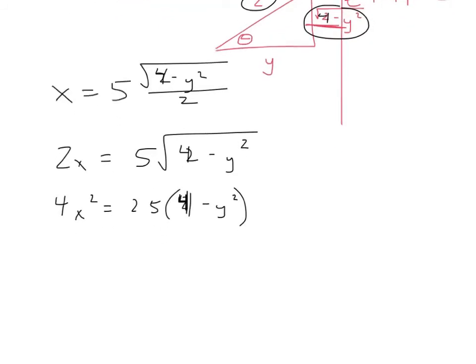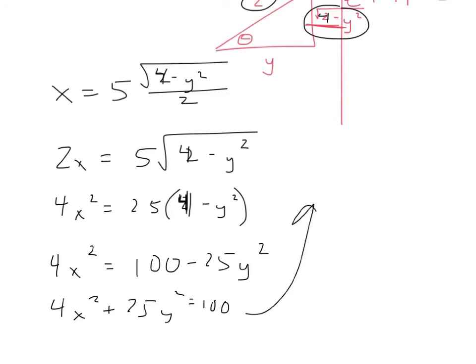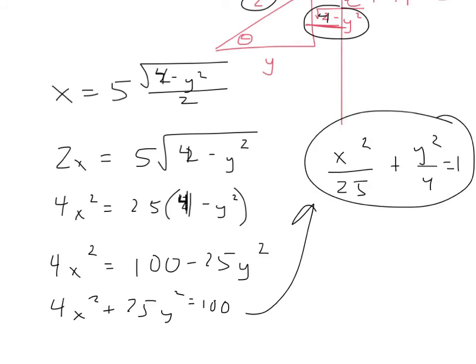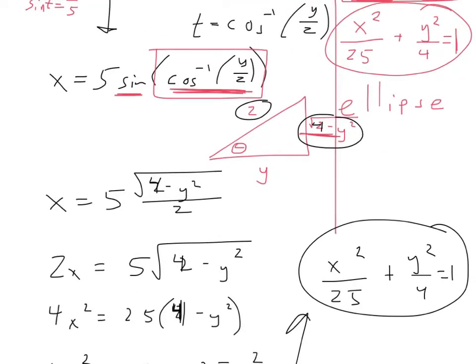So, carrying on, for those of you that are brave enough to still be here, 4x squared equals 100 minus 25y squared. So 4x squared plus 25y squared equals 100. And finally, if we divide by 100, we end up with x squared over 25 plus y squared over 4 equals 1. You'll note that we got the exact same thing that we got up here.